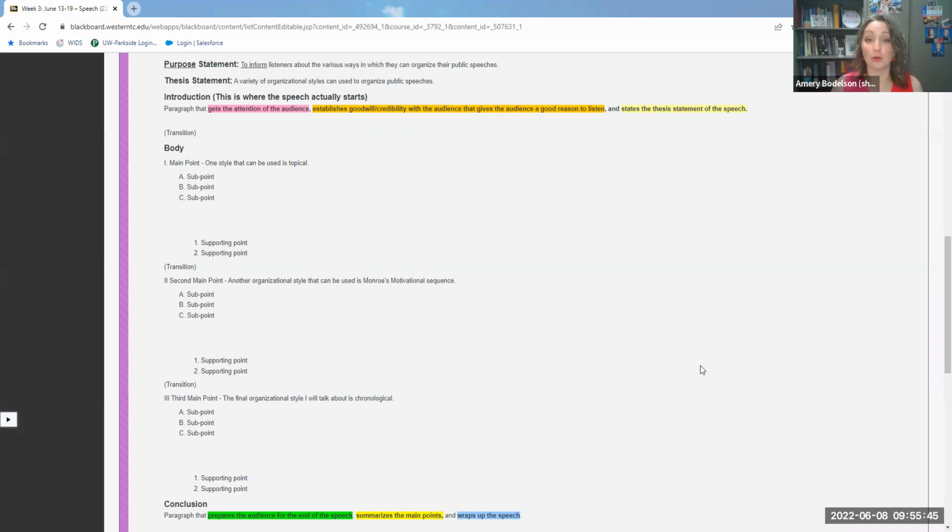So saying something like, according to the Centers for Disease Control, the death rate of COVID sufferers in the United States has surpassed 1 million. I don't know the specific number, but I know we passed 1 million a couple months ago. And so you have signaled to your audience, this is information that I looked up.